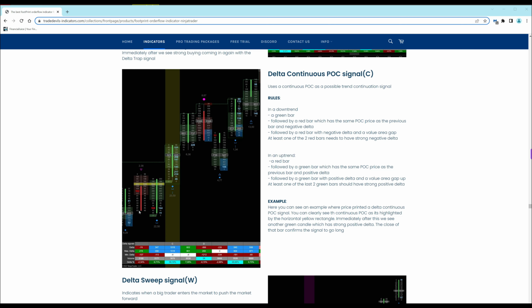So we get a red candle, red bar, followed by a green bar which has the exact same point of control, and then followed by a green bar with positive delta. Again, this is a textbook example that creates a value area gap. So we see the value area, right? We get a gap here. So it's a very strong signal in this circumstance. Looks like that would have been the high of the day as well. So this is the pause, the attempt to go lower, value is established, and then we launch the other way.